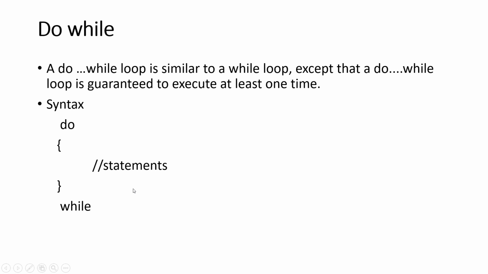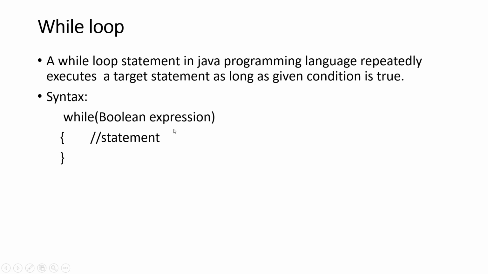A do while loop is similar to the while loop, except that a do while loop is guaranteed to execute at least one time. This is the difference. Both execute the statements a number of times, but in the while loop, if the condition is false, it will not execute the rest of the part.